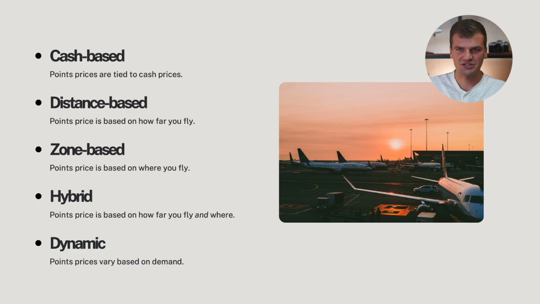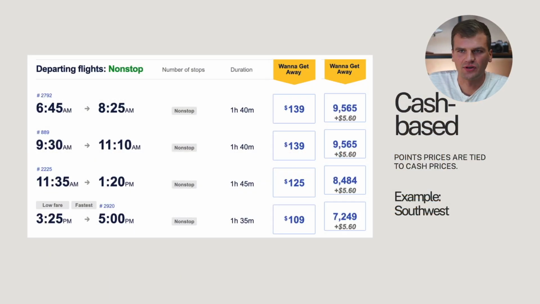The first one is cash-based, basically Southwest. You can see on the left column there, that is the cash price of the ticket, and then on the right is the award price of the ticket. The higher the cash price of the ticket, the higher the award price of the ticket, and vice versa.